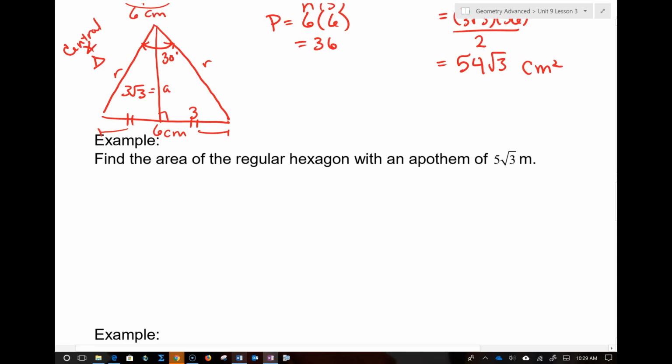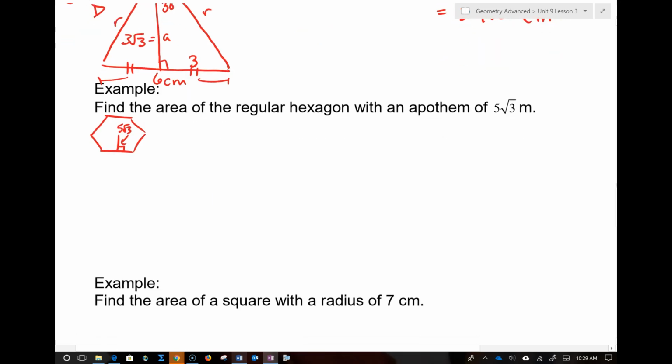All right, let's try another one. All right, I have a regular hexagon again. And again, my regular hexagons do not look great, but it allows me to at least get that visual of what I need. My apothem is 5 root 3. So what am I going to draw? Central angle triangle.